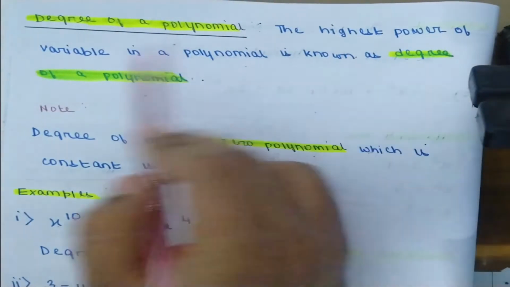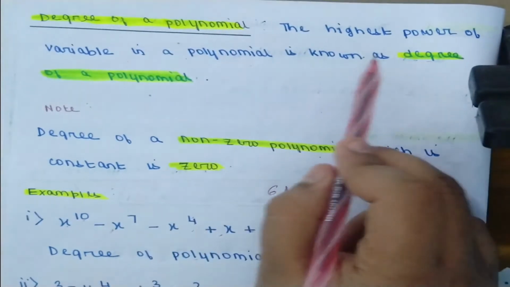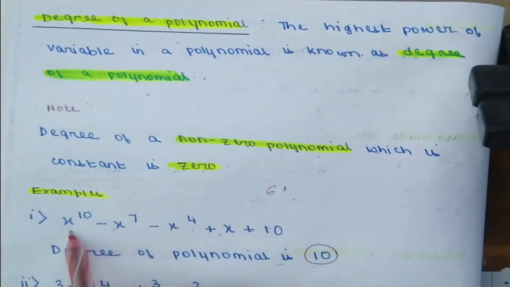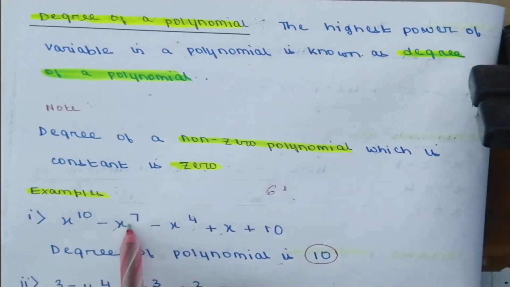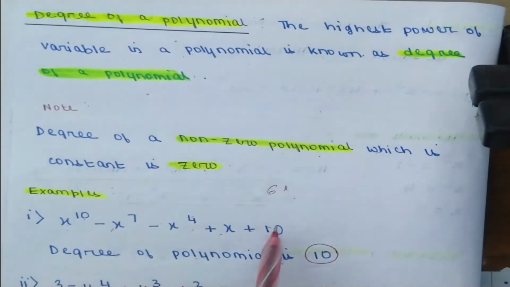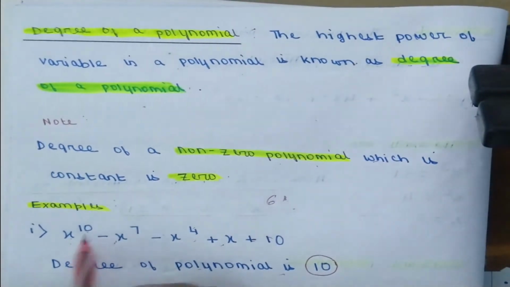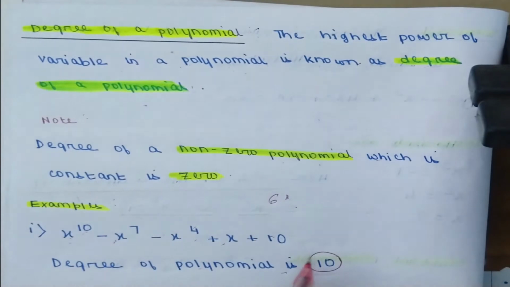The highest power of the variable in a polynomial is known as its degree. For example, in x to the power 10 minus x to the power 7 minus x to the power 4 plus x plus 10, the highest power of the polynomial is 10. So the degree of the polynomial is 10.